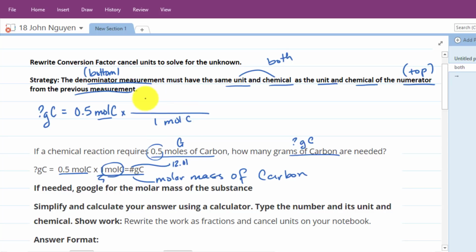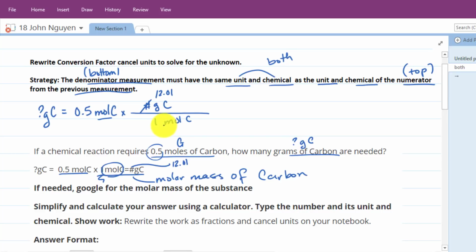On top of the fraction, of course, it's going to be number of grams of carbon. Well, I know exactly how many grams it's going to be. It's going to be 12.01 grams of carbon. And if you notice, we're pretty much done because we don't have any more conversion factor to multiply.